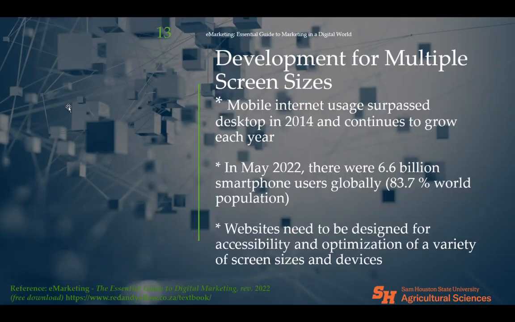Development for multiple screen sizes: how important is this? Mobile internet usage surpassed desktop way back in 2014 and continues to grow each year. In May 2022, there were 6.6 billion smartphone users globally, essentially 84% of the world's population. Websites need to be designed for accessibility and optimization for a variety of screen sizes and devices.